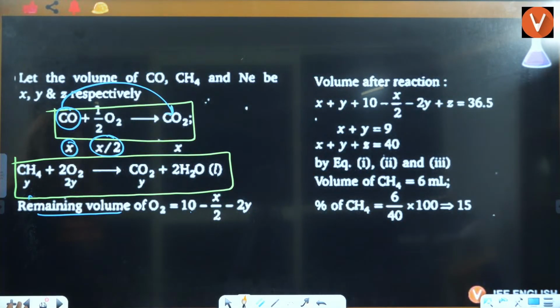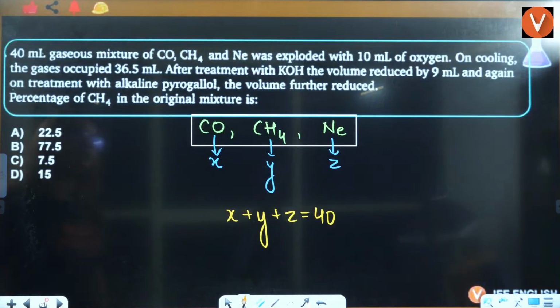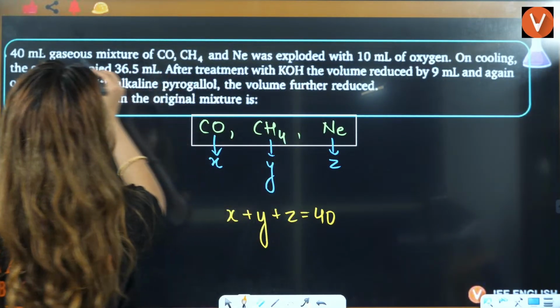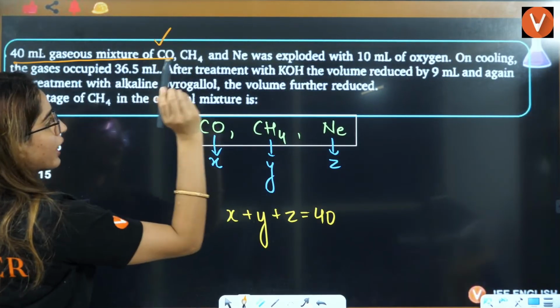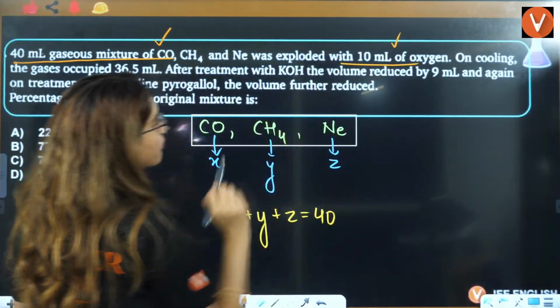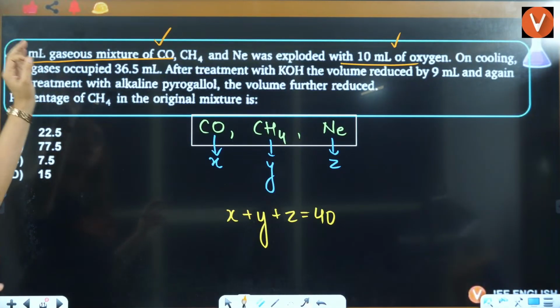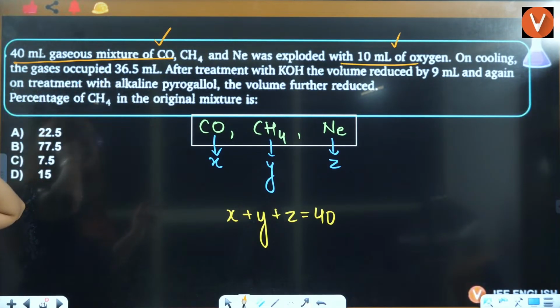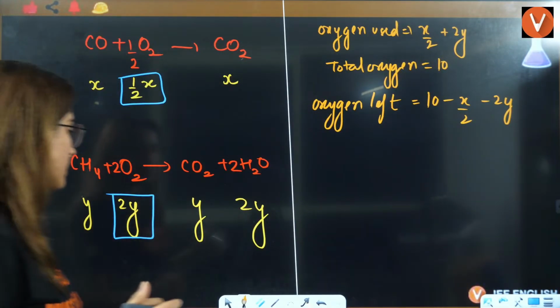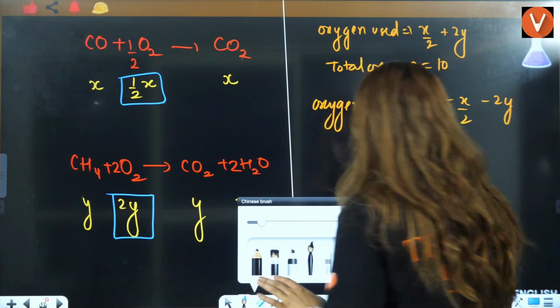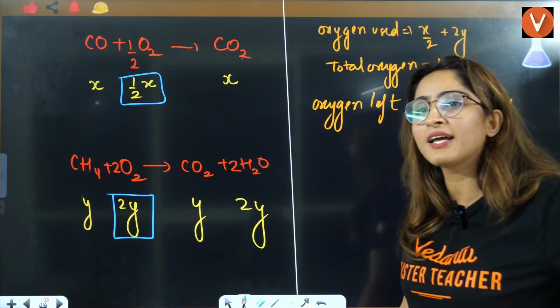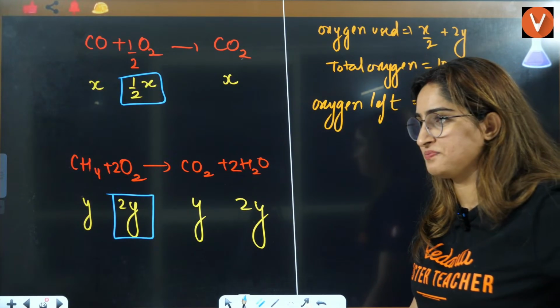Now, next thing is what they are telling you. This equation we have formed and used. On cooling, the gases occupy 36.5 milliliter. Now, tell me, what are the gases here? What are the gases that are left behind?